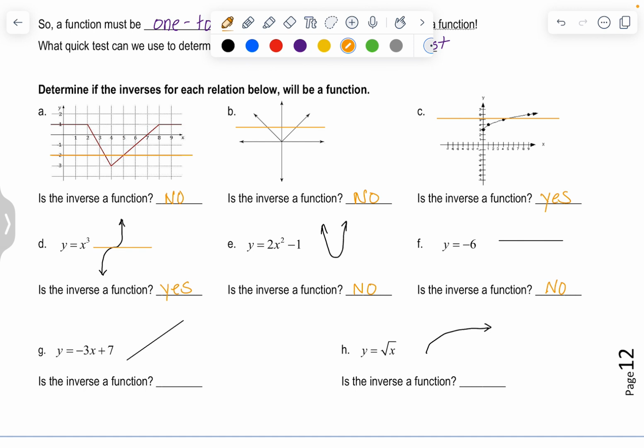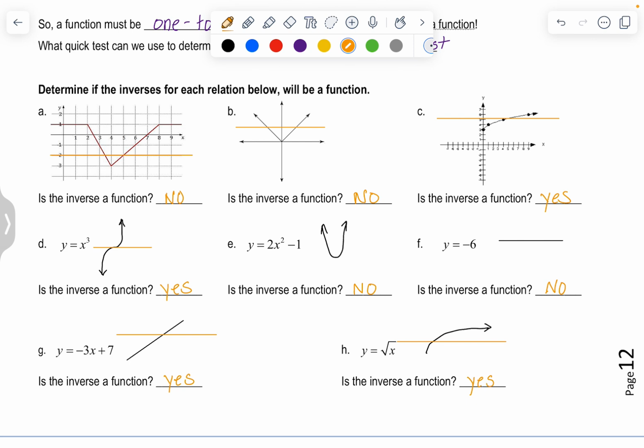If it is a linear equation, linear equations pass the horizontal line test, so yes, its inverse will be a function. The square root function we saw yesterday does pass the horizontal line test. So yes, its inverse will be a function.